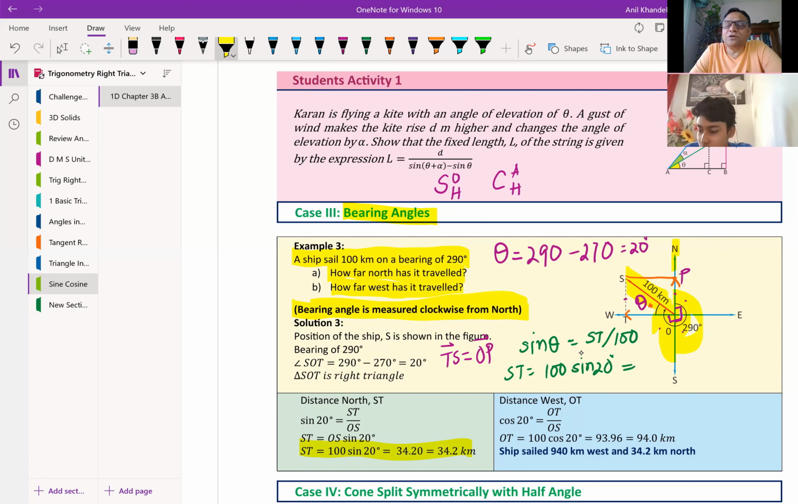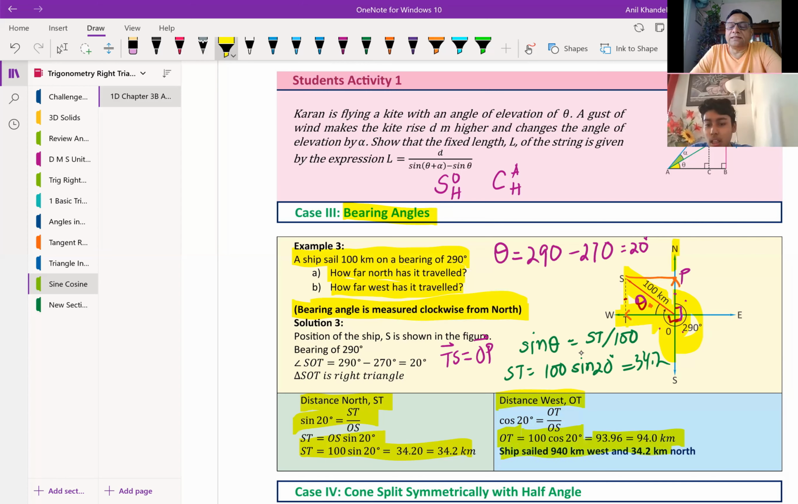So it traveled 100 kilometers in the direction with a bearing of 290 degrees. And how much north did it go? Oh, this is the north. Sorry, we just calculated north using sine theta. How much west did it go? You'll use cos, right? Yes, sir. How much do you get? So OT, going west, will be cos of 20 degrees times 100, and that is 94 kilometers, correct? Yes, sir. I got the same thing on my calculator.